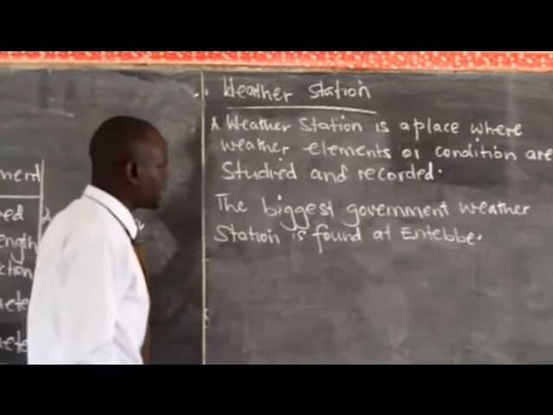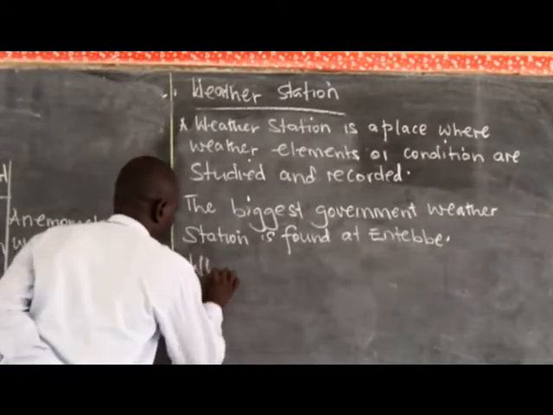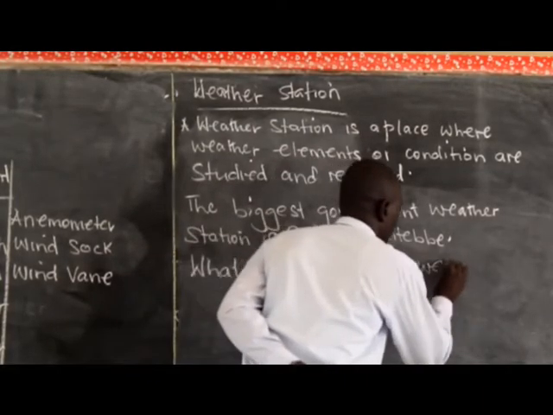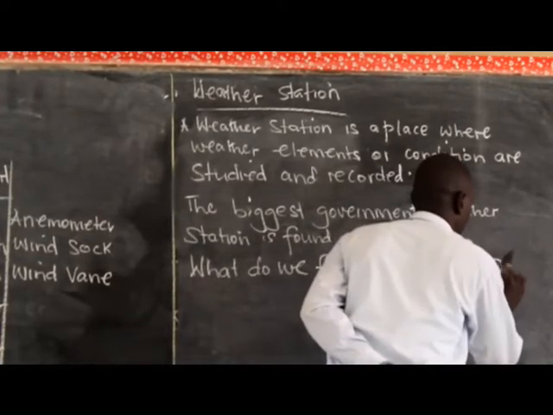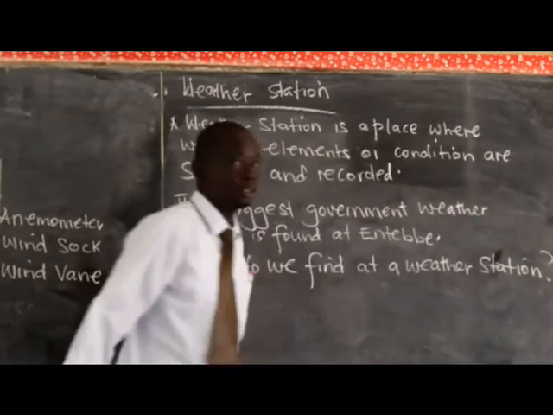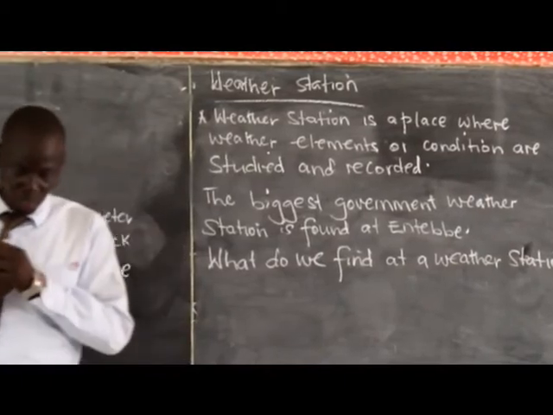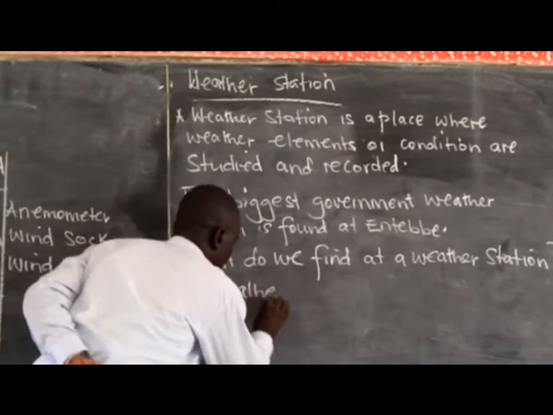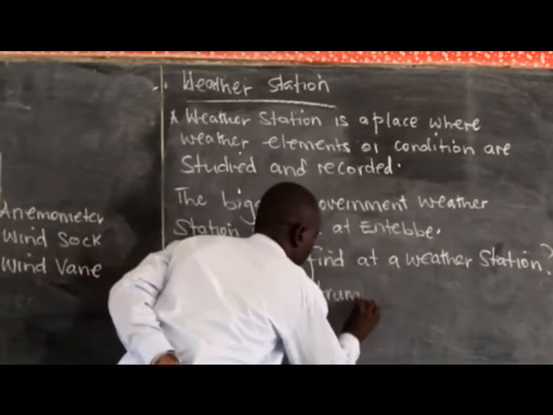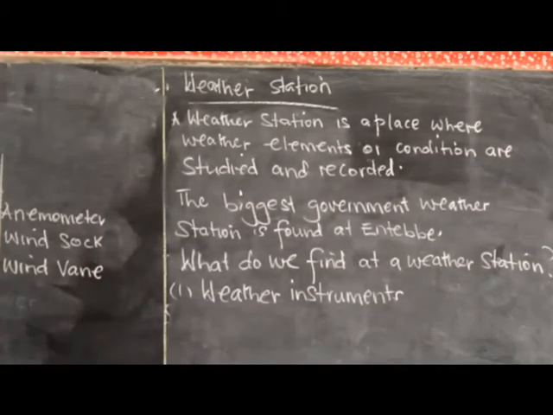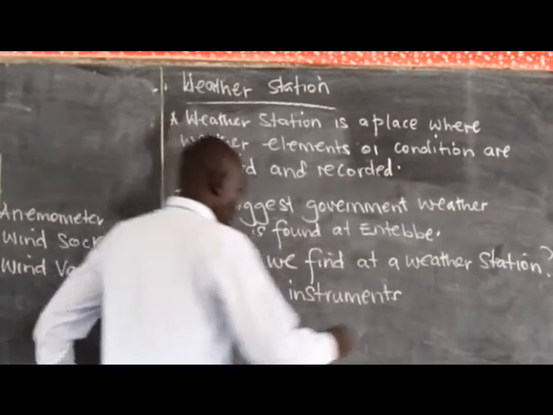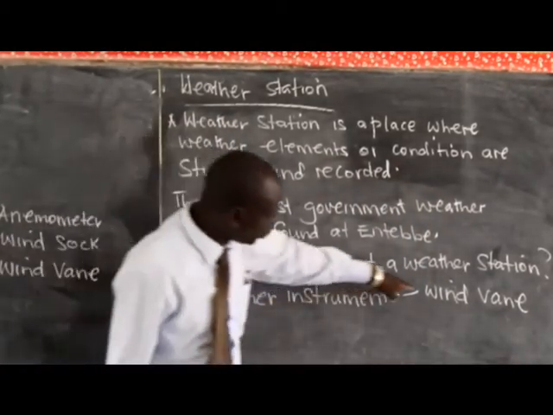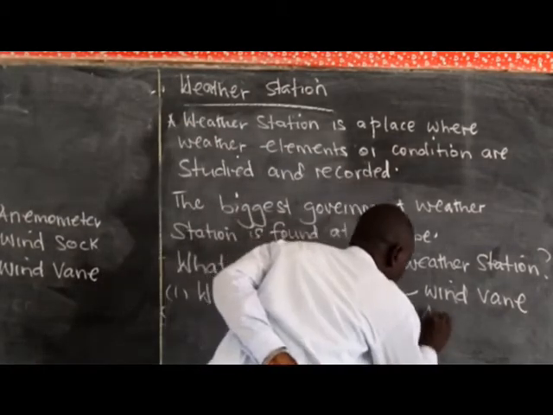Now let's look at what we find at a weather station. For instance, you have gone to Entebbe for a study, what do you expect to get there? One, you expect to find there the weather instruments. For instance, you can get there a wind vane. Remember we said at the beginning of this lesson that a wind vane is used to show the direction of wind. You get there an anemometer, for instance.